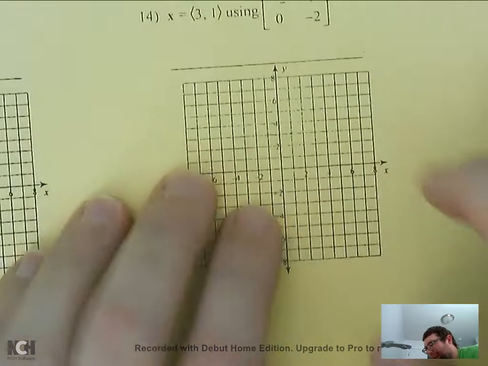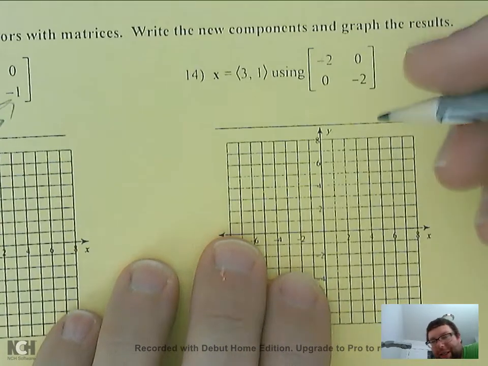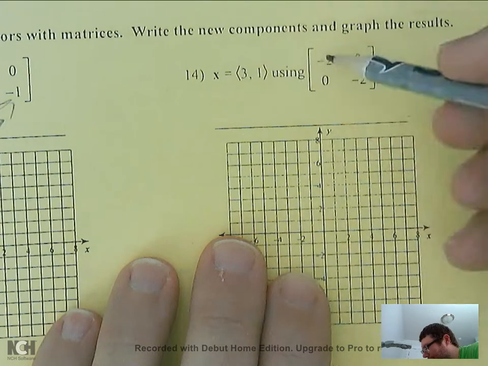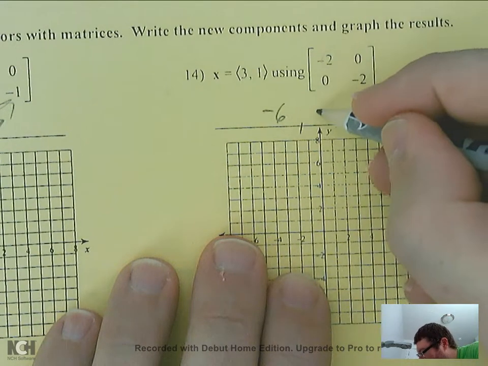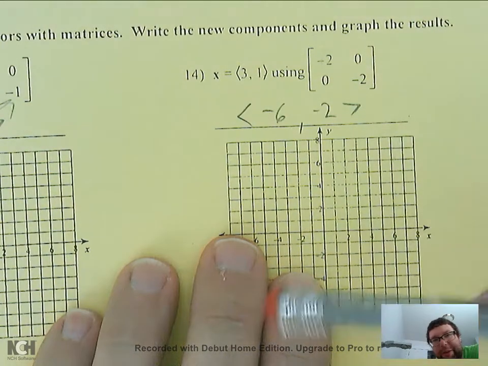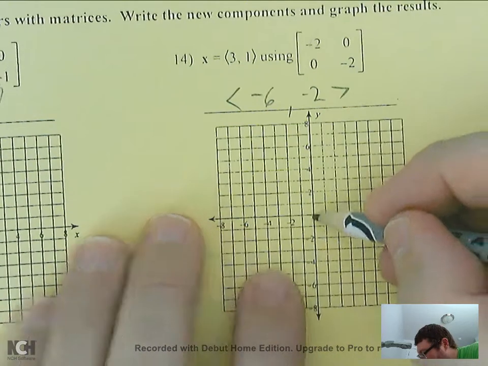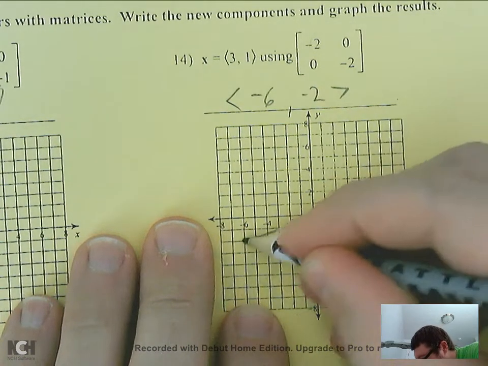Okay, next one. Anytime it's more than 1, it's going to actually scale it too. So again, 3 times -2 is -6. 1 times -2 is -2. So there's my new vectors, or new components. So the resulting vector is going to be -6, -2. So there's my new vector.